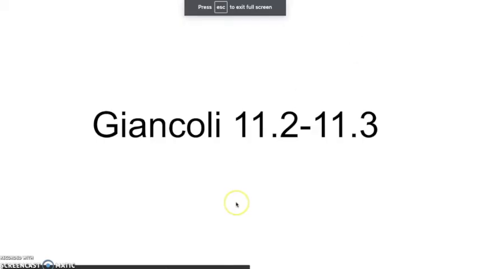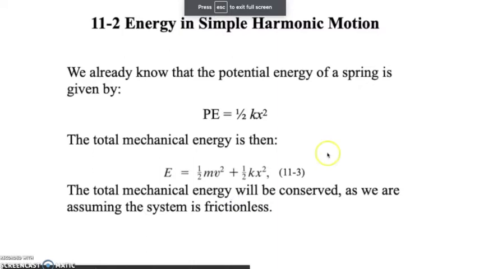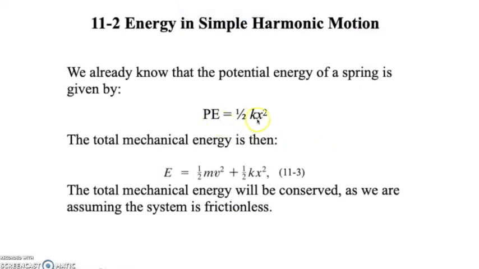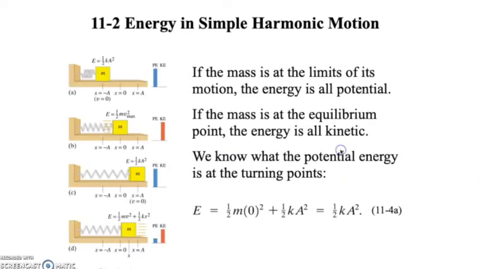All right. So as we look at simple harmonic motion, we need to talk about energy. So potential energy of a spring, 1/2 kx squared. We talked about that. Total mechanical energy of a spring is going to be a combination of the kinetic energy of the spring plus the potential energy of the spring. Total mechanical energy will be conserved as we are assuming each system is frictionless.